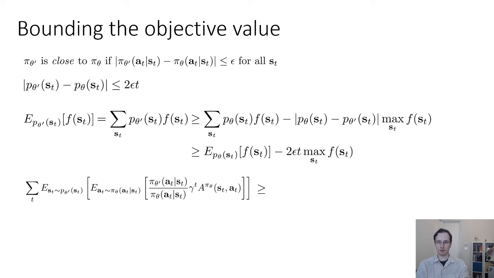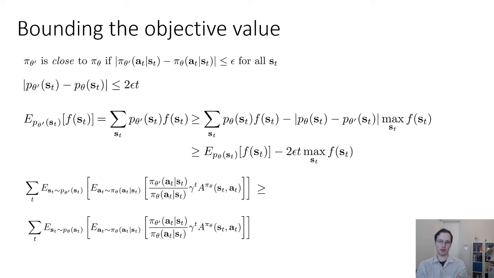So by taking everything inside the brackets to be f, we can bound this quantity below by the expected value under p theta of s_t of the same quantity. This now looks exactly like the thing that we differentiate to get the policy gradient, minus an error term. The error term is 2 times epsilon times t times a constant c, and the constant c is the largest value that the thing inside the state expectation can take on.